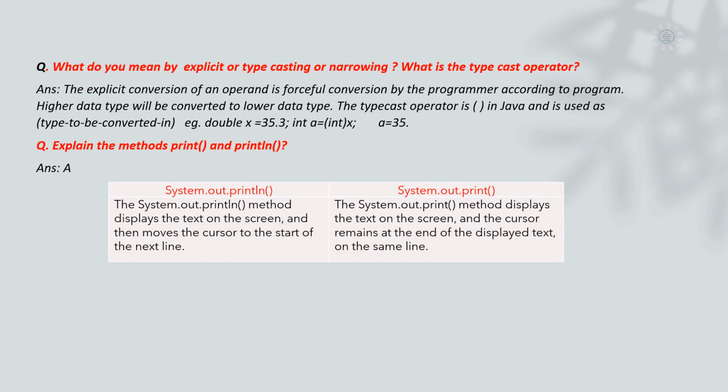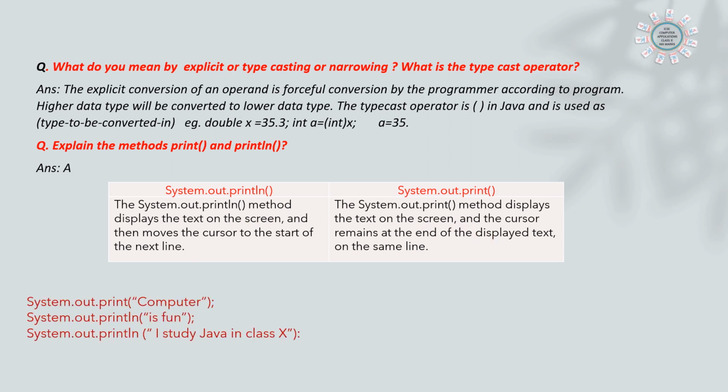And print and println. Println means after printing a particular line, the cursor will come to the next line. And print means the cursor will remain in the same line. So here one example is given. System.out.print("computer"), System.out.println("is fun"), System.out.println("I study Java"). So here print means after printing computer, the cursor will remain in the same line, and then is fun will be printed. And then here we are having println, so after printing is fun, only then will it go to the next line. So take care of the lines when you do the printing.